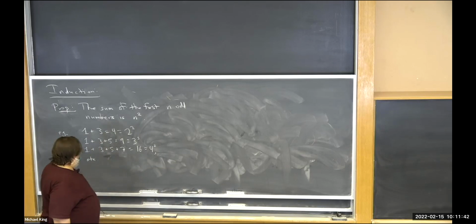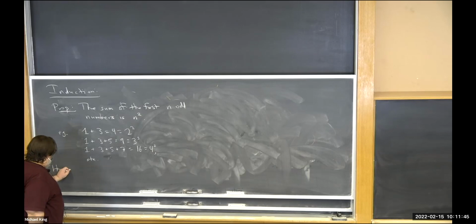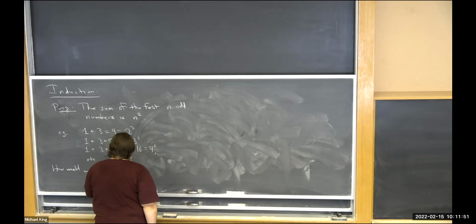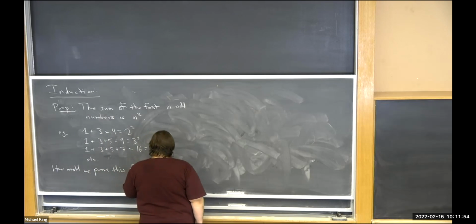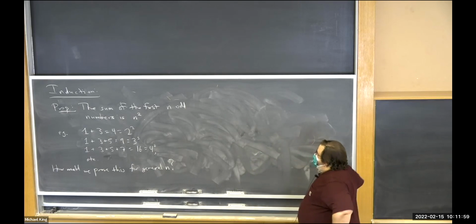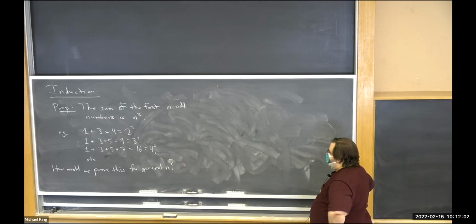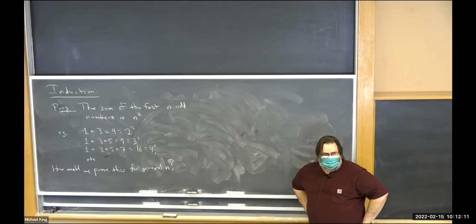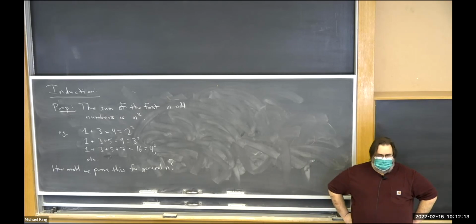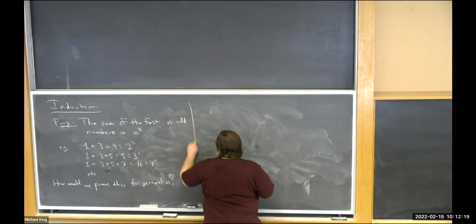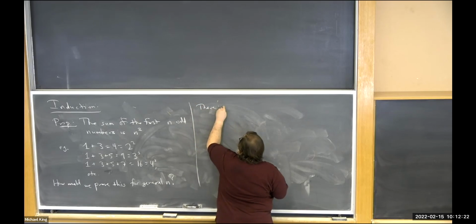But the real question is, how would we prove this for general n? Right, because if I wanted to prove that the sum of the first 1,000 odd numbers was 1,000 squared, it's not clear, right? I mean, you can check cases, but there is a picture proof that's pretty compelling.